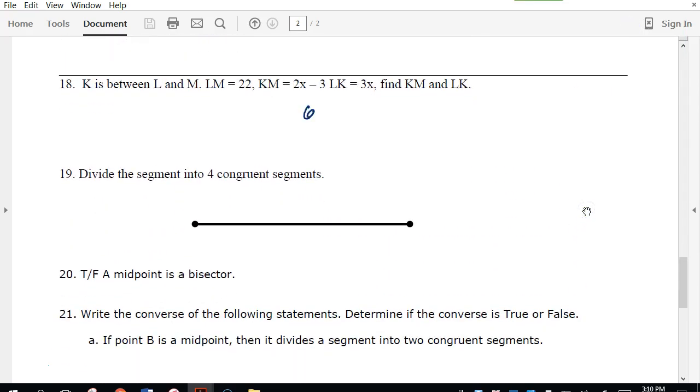Alrighty. K is between L and M. We do not want to mix that word up with midpoint or middle. So I purposely don't want to put it right in the middle. Let's just throw it right there. I don't really know where it goes until I look closer at my problem. LM is 22. I'm going to put a W by that. Do you know what that W stands for?